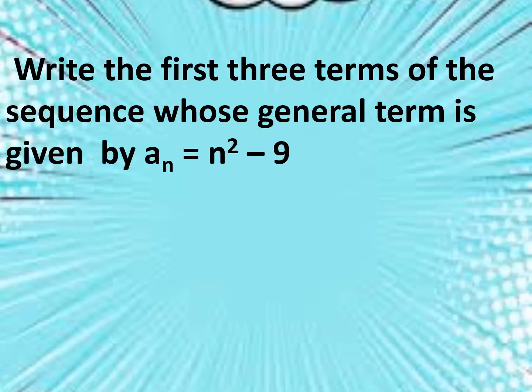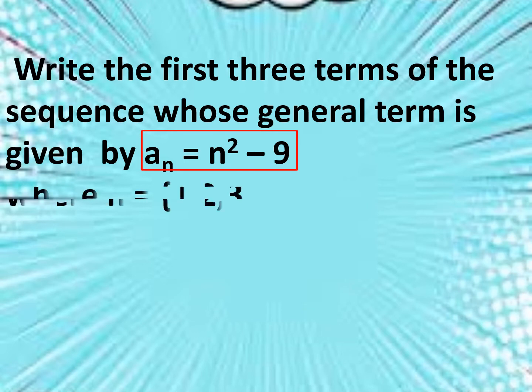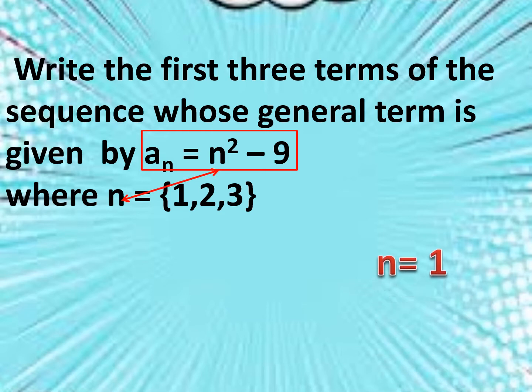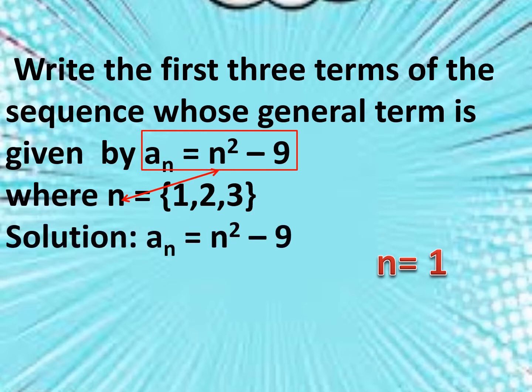So let us have another example. Write the first three terms of the sequence whose general term is given by a sub n is equal to n squared minus 9, where n is equal to the set of 1, 2, 3. So let us start. N is equal to 1. And our general term is a sub n is equal to n squared minus 9.